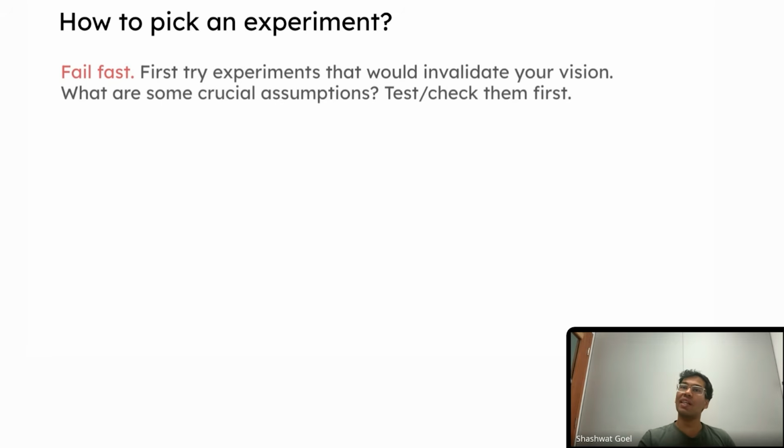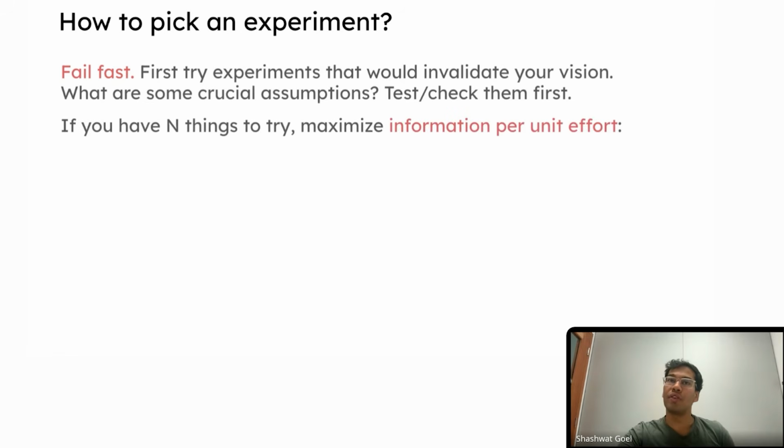If you find out early that your idea doesn't work for some reason, then you can just move to a different idea. There's hundreds of ideas out there. And again, this also ties in very well to reducing uncertainty, which is that always try to first run the experiment that you're most uncertain about in the outcome and is most important to your vision. So basically, try to maximize information per unit effort in some sense. Information is in terms of how much it reduces your uncertainty. And obviously it's good to fail fast.